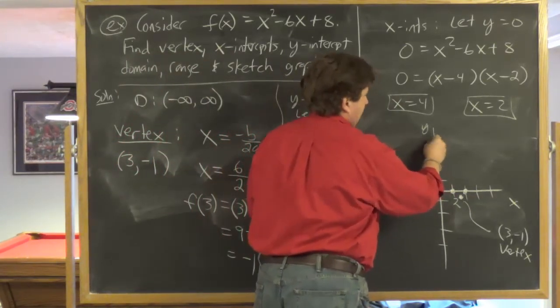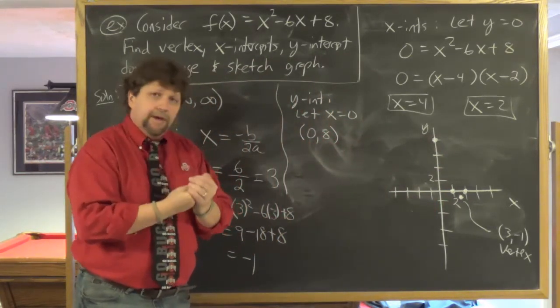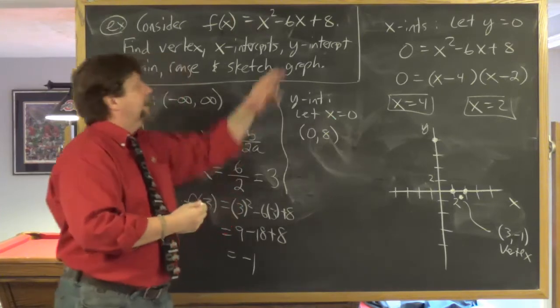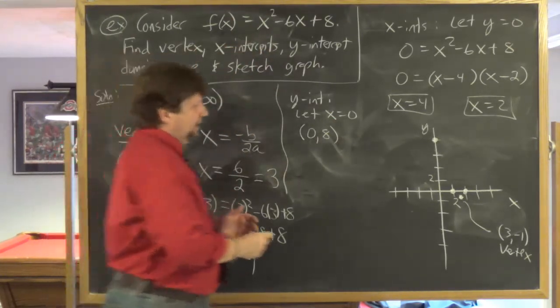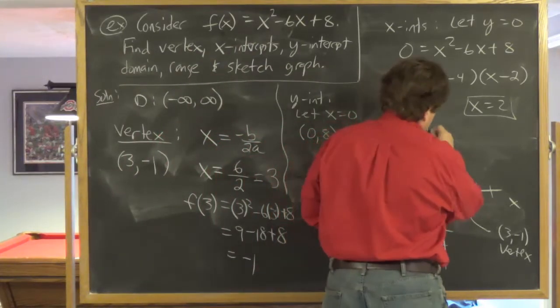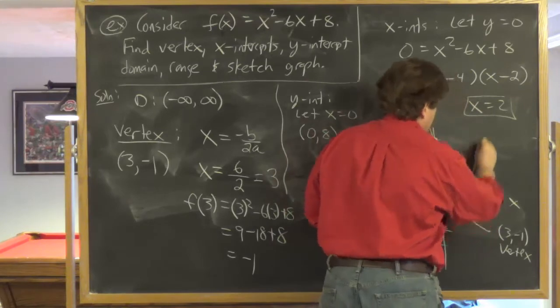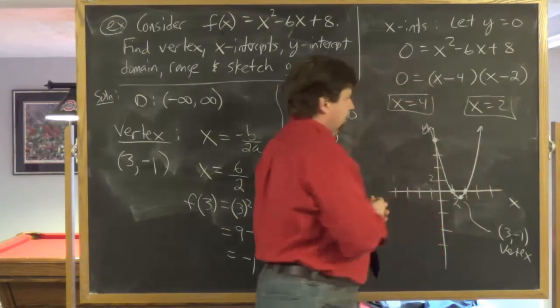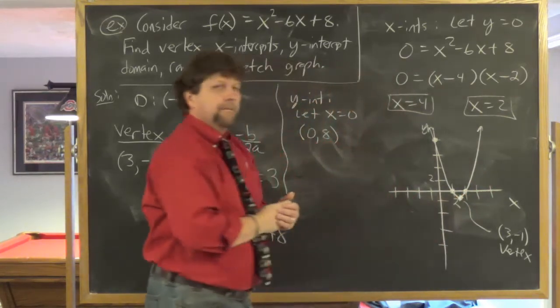So 0, 8. I think that's enough to draw the graph because remember, A is 1. A is greater than 0. It's a happy parabola. So I should be able to sketch something that looks like this. There's my vertex. Make it nice and big.